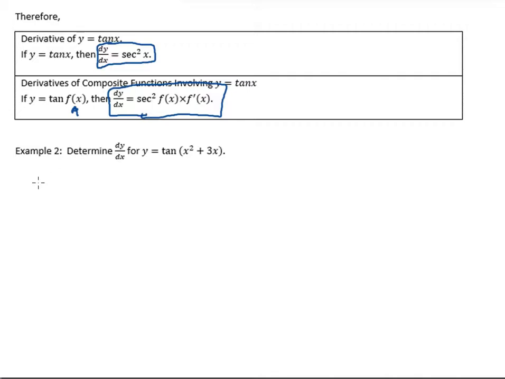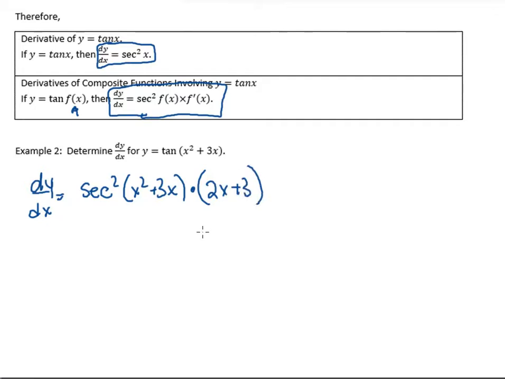Okay, so example 2, let's determine the dy by dx of this function. So tan of this function. So we know that it's going to be secant squared of that function, secant squared of x squared plus 3x. Now we're going to multiply it by the derivative of what's in here, so 2x plus 3. And that's it.